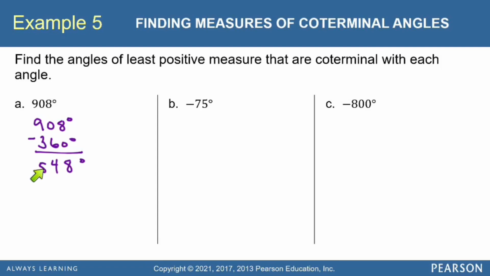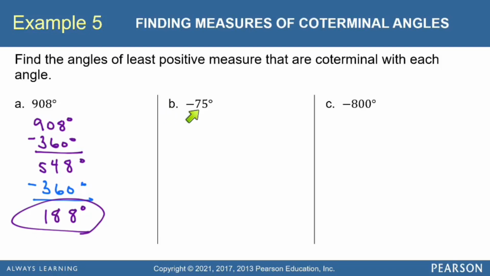which is also coterminal with 908, but it's not the smallest coterminal angle because this is still large enough that I could subtract 360 a second time, and that gives me 188. Now you can see that if I were to subtract 360 again, I would get a negative answer. So this is the smallest positive measure that is coterminal with 908. And now that I have this information, I would know that if I wanted to sketch this angle, that terminal side would have to fall in quadrant 3.